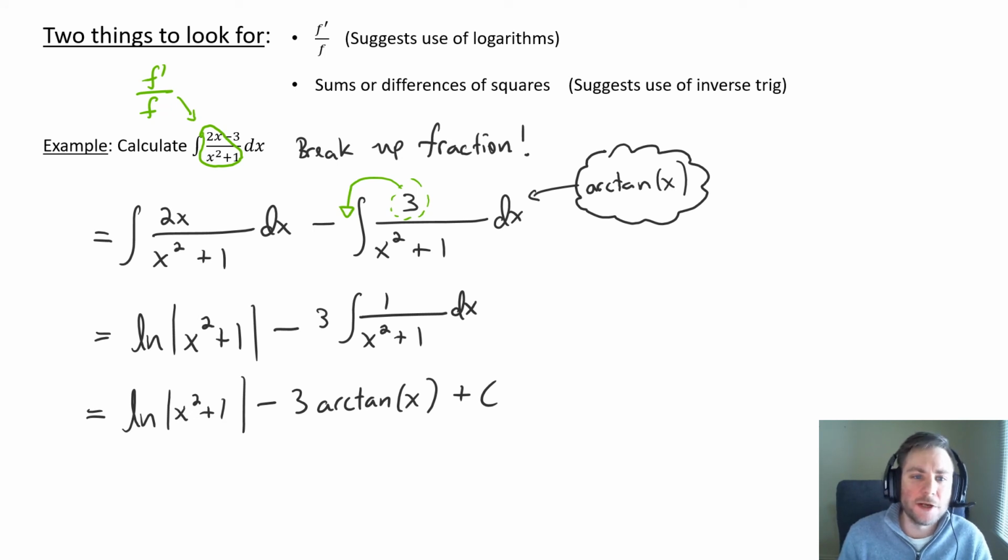I think for the moment I've given you enough to think about, so I'll see you in the next video where we'll look at some more complicated examples of the linear over irreducible quadratic.